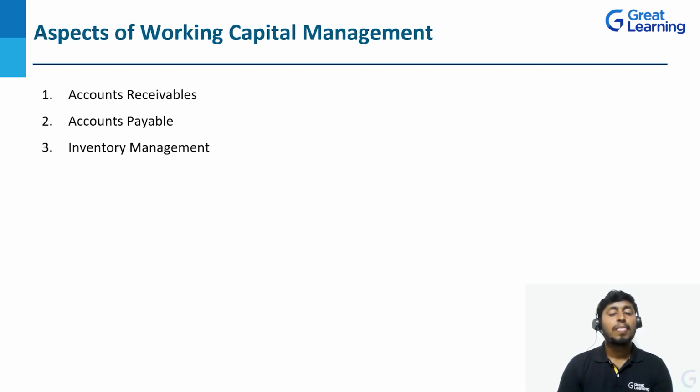So first one, your accounts receivable. It is also called bills receivable. Accounts payable is also known as bills payable, and inventory management. So accounts receivable: those who purchase goods from us on a credit basis need to pay the money to our organization. The debtors need to repay the money, so that we need to manage properly.